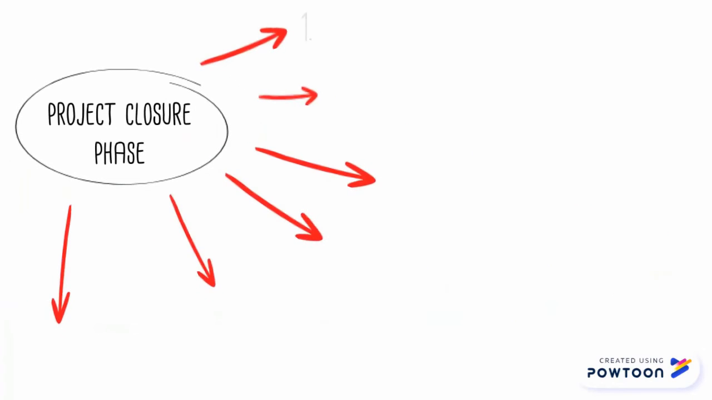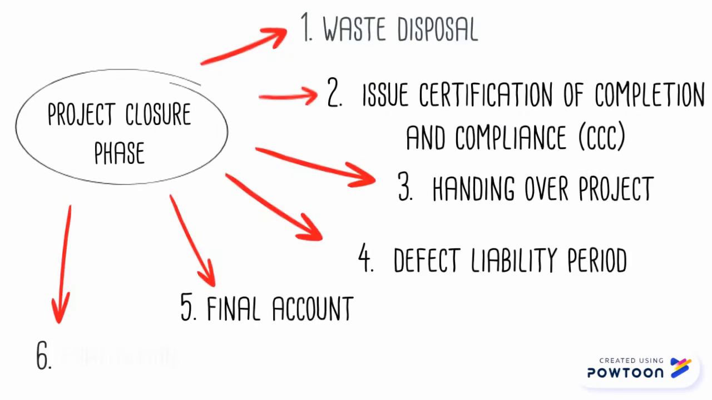The project closure phase includes waste disposal, issuance of certification of completion and compliance, handing over the project, defect liability period, final account, and evaluation. In the waste disposal stage, all waste from the construction site, including packaging materials, broken pallets, etc., must be disposed of in a safe, environmentally responsible manner. The CCC is a written document issued by the local authority stating that the building or facility in the state can be occupied and used in compliance with the building code and public health.